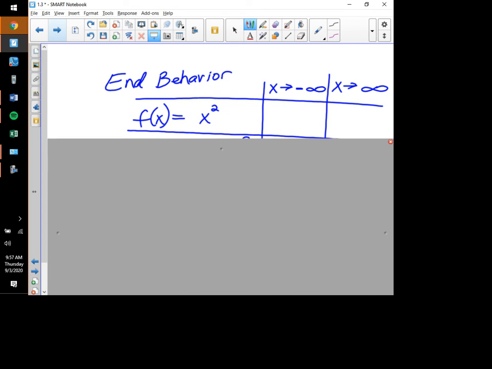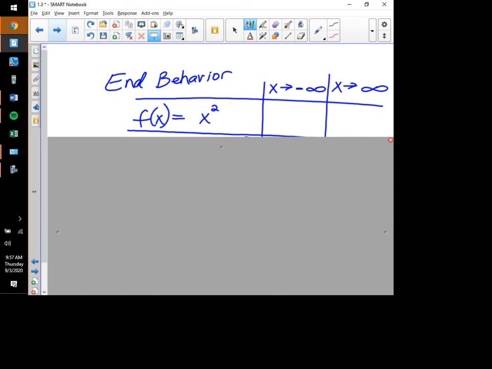Now, the big takeaway from this, if you didn't know this already, is that unlike a lot of other types of functions that are out there, every polynomial function either approaches infinity or negative infinity at its ends. And you'll see what I mean by that when we talk about a couple of graphs in just a second.